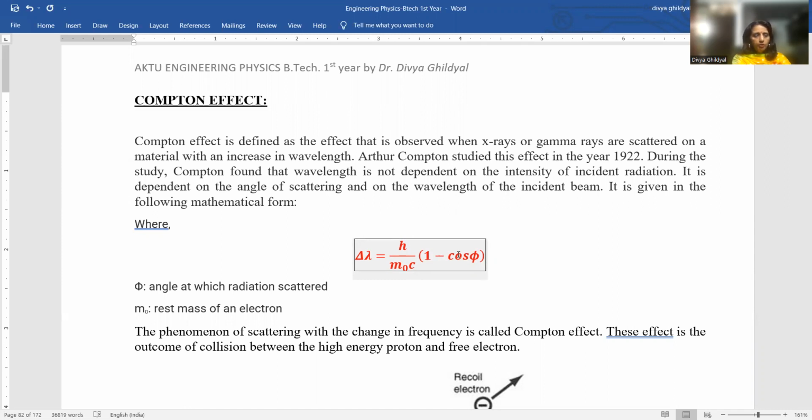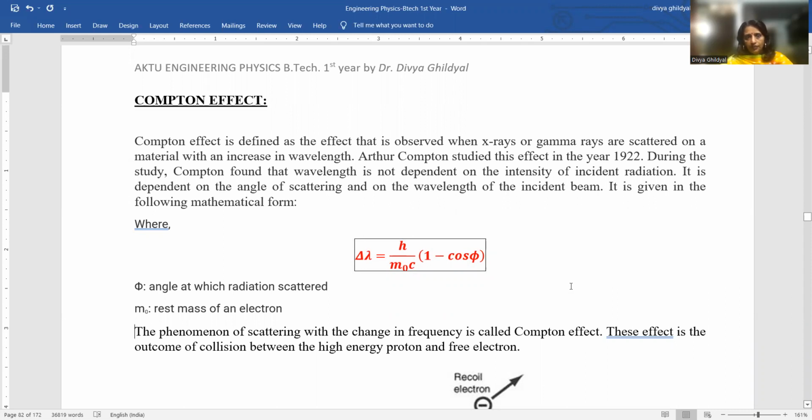h upon m naught c is also known as the Compton wavelength, and if you notice, all the factors here are constant. h is Planck's constant, m naught is rest mass, and c is the velocity of light. So let us begin with the Compton effect.